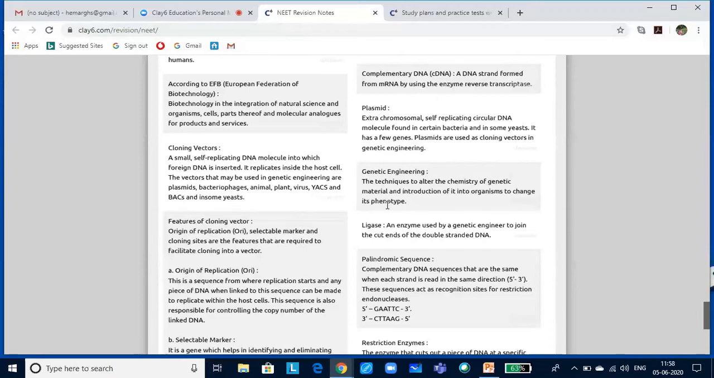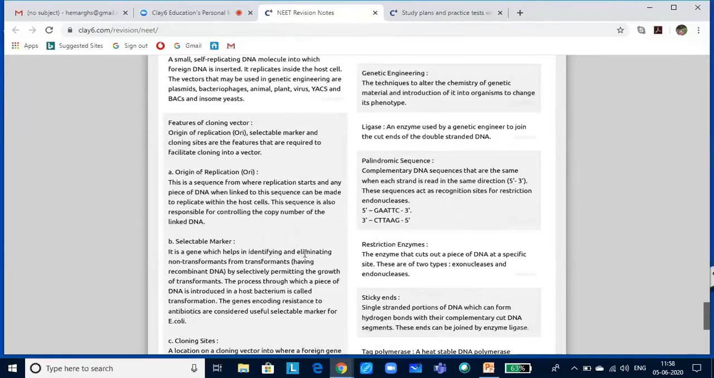Now, what are the features required for a cloning vector? The features of a cloning vector are, first, it should have an origin of replication. This is a sequence from where replication starts, and any piece of DNA when linked to this sequence can be made to replicate within the host cell. This sequence is also responsible for controlling the copy number of the linked DNA.